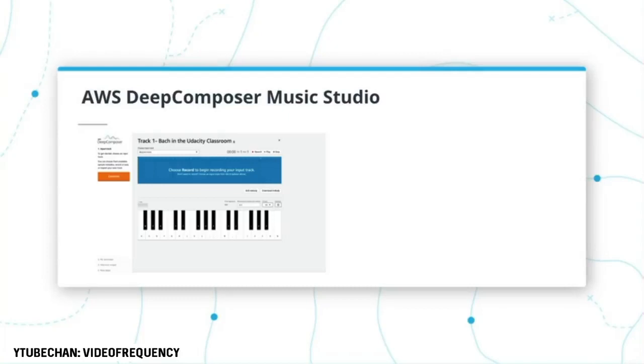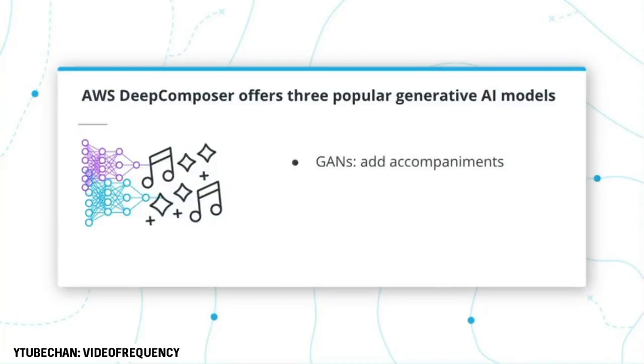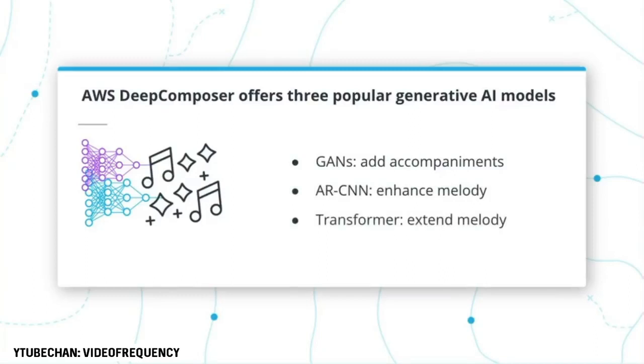To get started, you can go to AWS Music Studio, record an input track, import your own MIDI file, or use a sample track. Then you can experiment with any of the generative AI models AWS DeepComposer offers. With GANs, you can add accompaniments to your melody. With ARCNN, you can enhance your melody to sound more like Bach music. And with Transformer, you can extend your melody by up to 30 seconds and create your very own piece of music. In this lesson, we will dive into GANs and ARCNN using AWS DeepComposer.